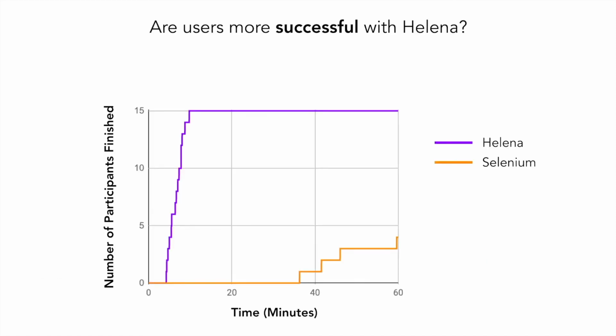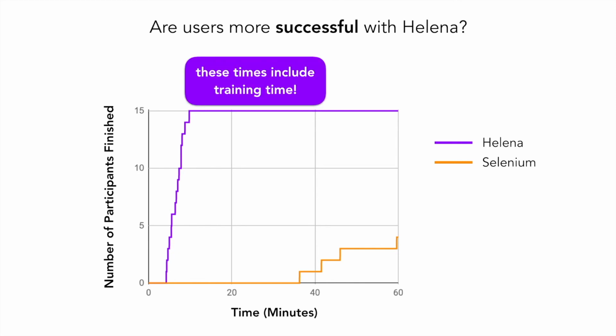So are users more successful with Helena? Here we're seeing how long it takes them to solve a particular web automation task. And I want to emphasize that these times do include training time. So when you see each user ticking up on that purple line, that's going from 0, I've never heard of Helena before, to when that little tick goes up, when they've completed their first web automation task with Helena.